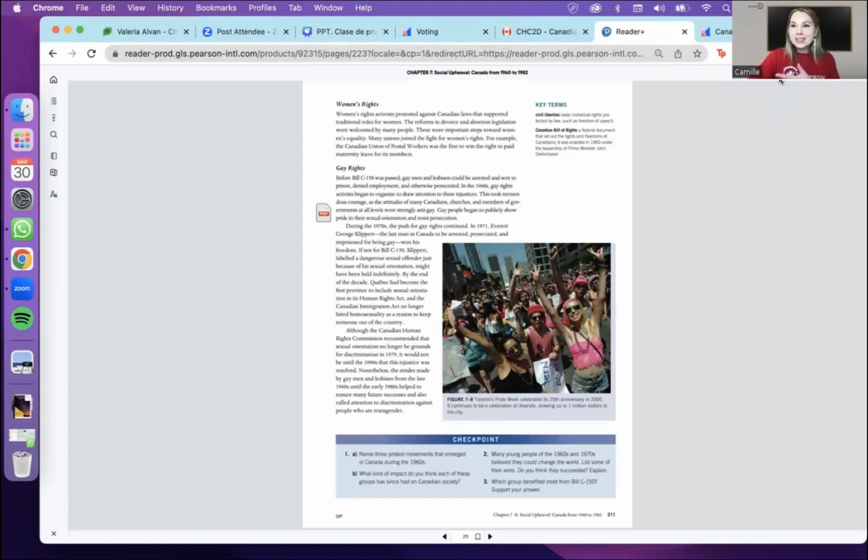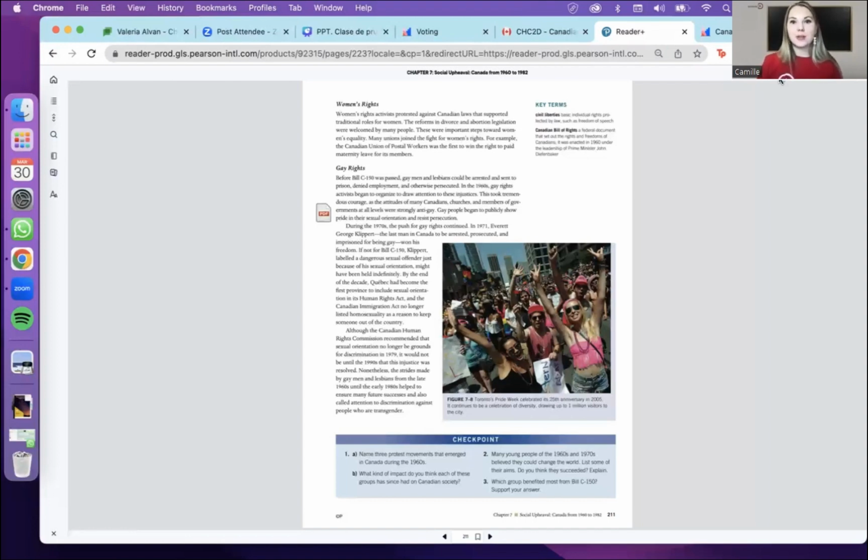Now, realistically today, are men equal to women? In many ways, are women equal to men? In many ways, probably not, but there certainly is a good advance, a good movement that way. So women's rights activists protested against Canadian laws that supported those traditional roles for women. The reforms in divorce and abortion legislation were welcomed by many people. These were important steps towards women's equality.